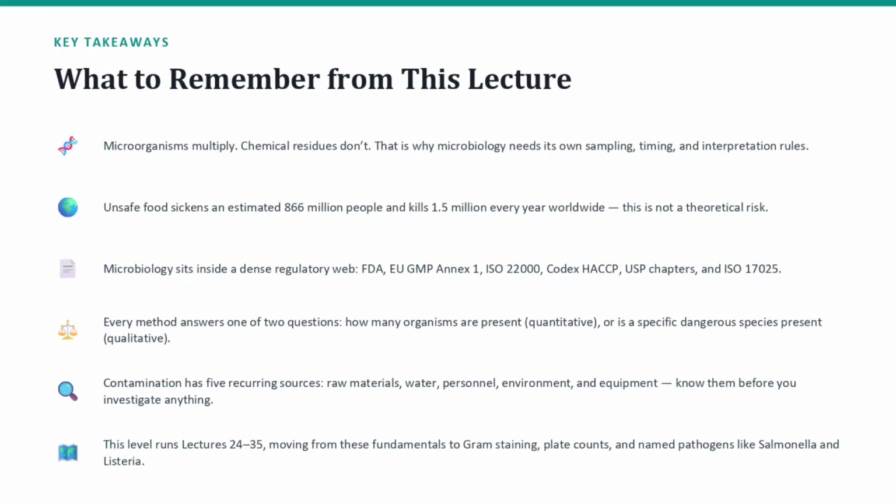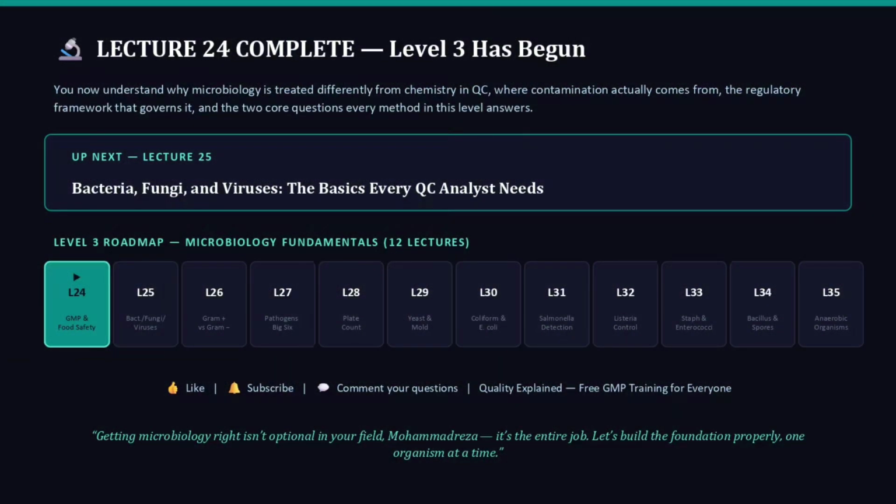Number 6. This level runs from Lecture 24 through Lecture 35, moving from these fundamentals into gram staining, plate counts, and named pathogens like Salmonella and Listeria specifically. That is Lecture 24 complete. And with it, Level 3 has officially begun. You now understand why microbiology is treated so differently from chemistry in a QC environment, where contamination actually comes from, the regulatory framework that governs it, and the 2 core questions that every method in this level is built to answer.